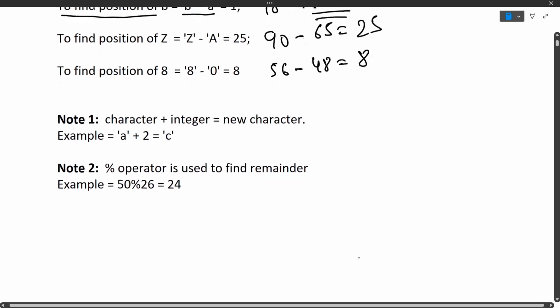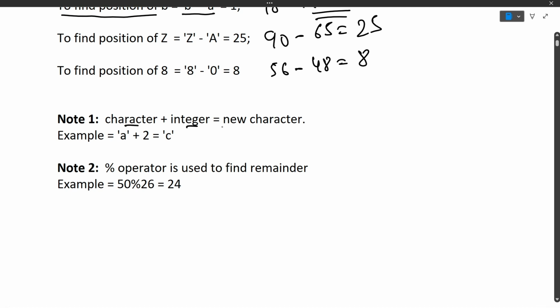Next thing that you need to understand is the addition of character and integer. Addition of a character and an integer will give you a new character. So if we are adding the key to our A, this small a, and we are adding our key to it, that is our integer, we will be getting C. What is the ASCII value of small a? It is 97 plus 2, giving 99, and 99 typecasted to character is small c. So this is how we are getting C here. So character plus integer will give us a character.